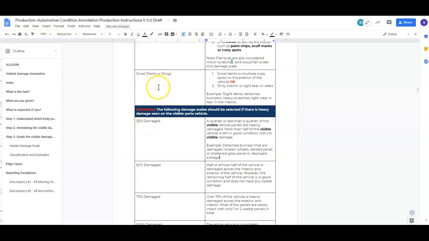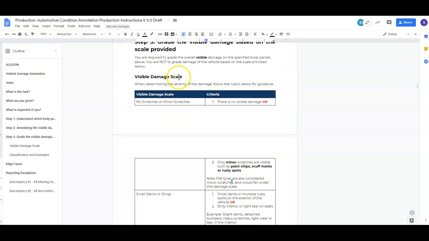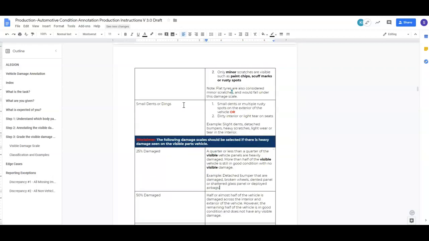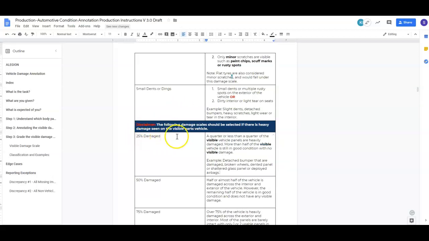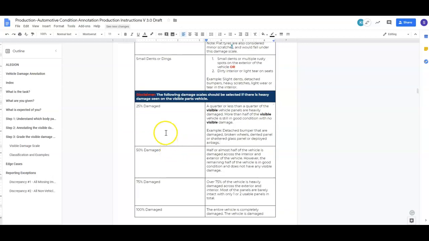Now there is quite a big jump between small dents and the 25% damage. So we need to make sure that we understand the severity and the differences between these two. One way is that everything here is still minor, slight damage. The moment it becomes heavy, that's when it becomes this scale onwards. And of course, what extent of the heavy damage is across the vehicle. If the whole vehicle is 25% damaged, or less than 25% but with heavy damage, obviously it will be in this category here, 25% damage. Now we'll look at more examples below here.